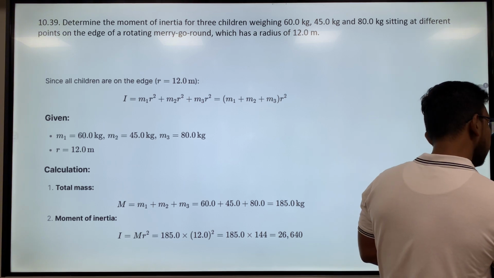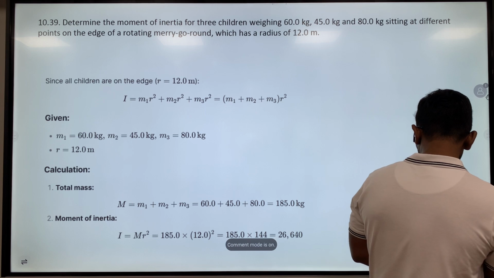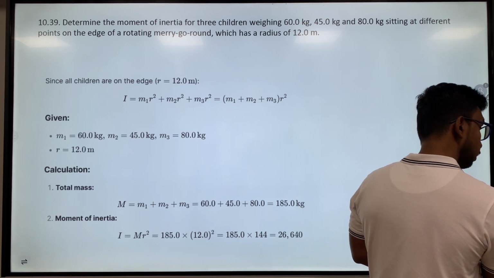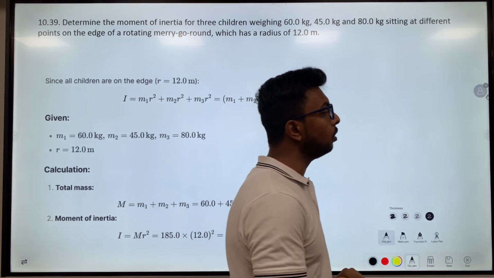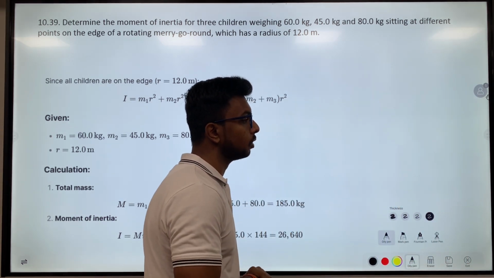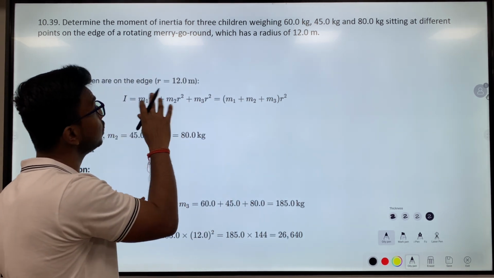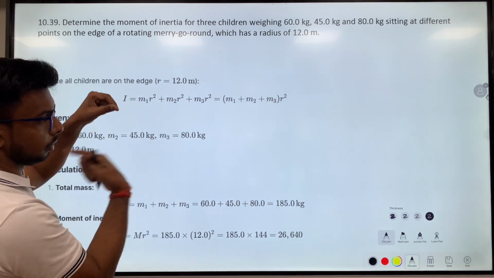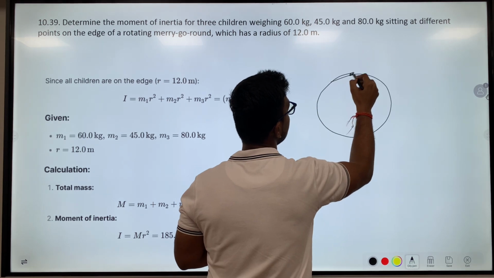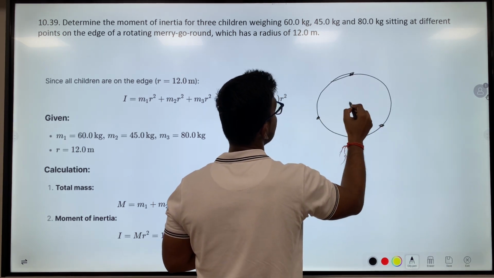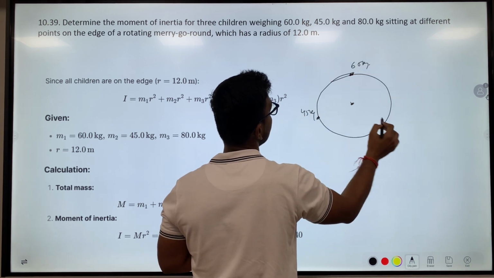Determine the moment of inertia of 3 children weighing 60 kilos, 45 kilos and 80 kilos sitting at different points on the edge of a rotating merry-go-round which has a radius of 12 meters. Since all children are on the edge, you can imagine something like this. One is sitting here, one is sitting here, one is sitting here. This is rotating around this. This is 60 kilos, this is 45 kilos, and this is 80 kilos.